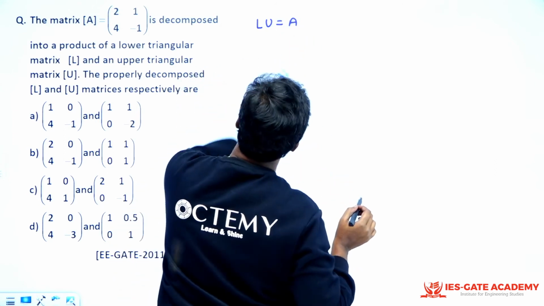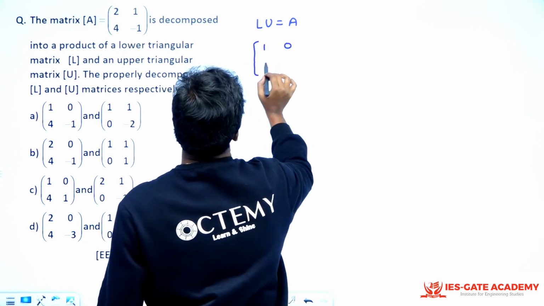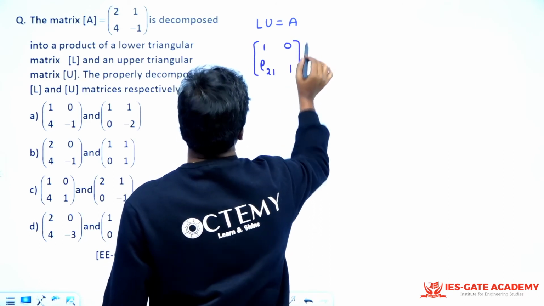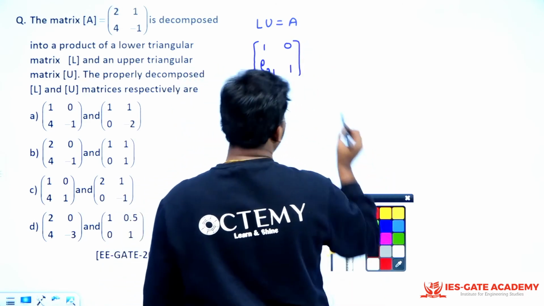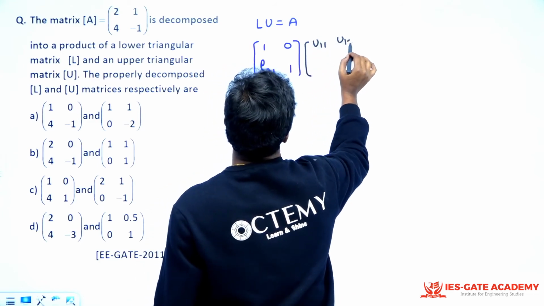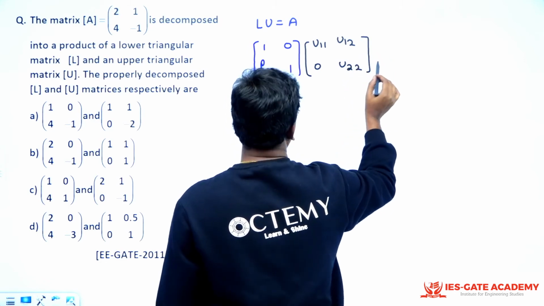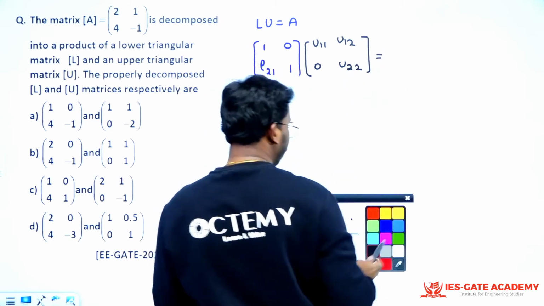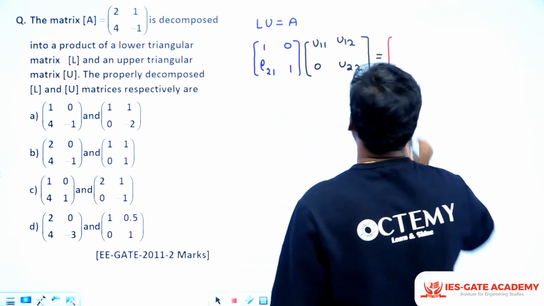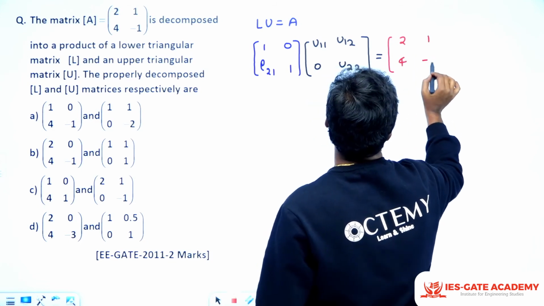What is L, sir? Your L is something like 1, 0, L21, 1. And what is U? U11, U12, 0, U22. This is default. I am taking it as Doolittle's method, because that is your default method you should take. And A is 2, 1, 4, minus 1.